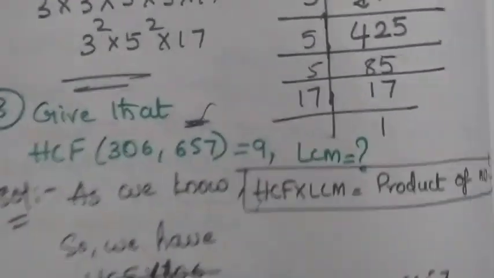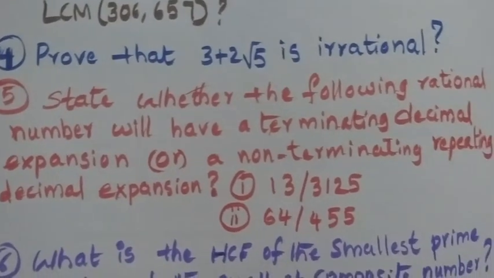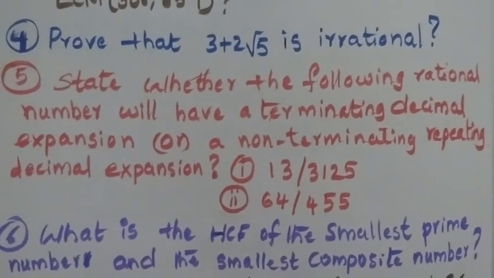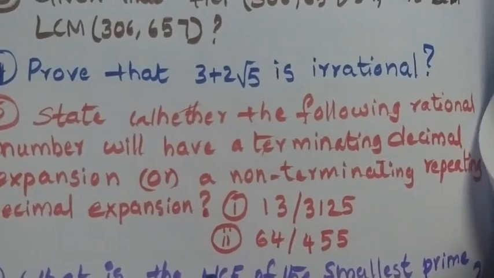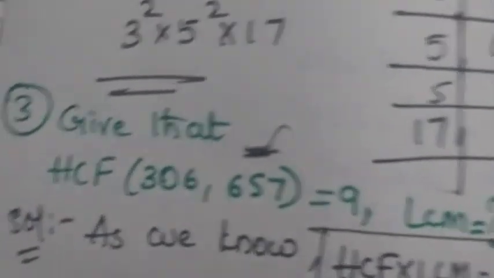Okay, next one, fifth question. State whether the following rational numbers will be terminating or non-terminating. Two problems are given, 13 by 3125 and 64 by 455. What we have to do here, children? Fifth question, we have to prove that they are terminating or non-terminating.